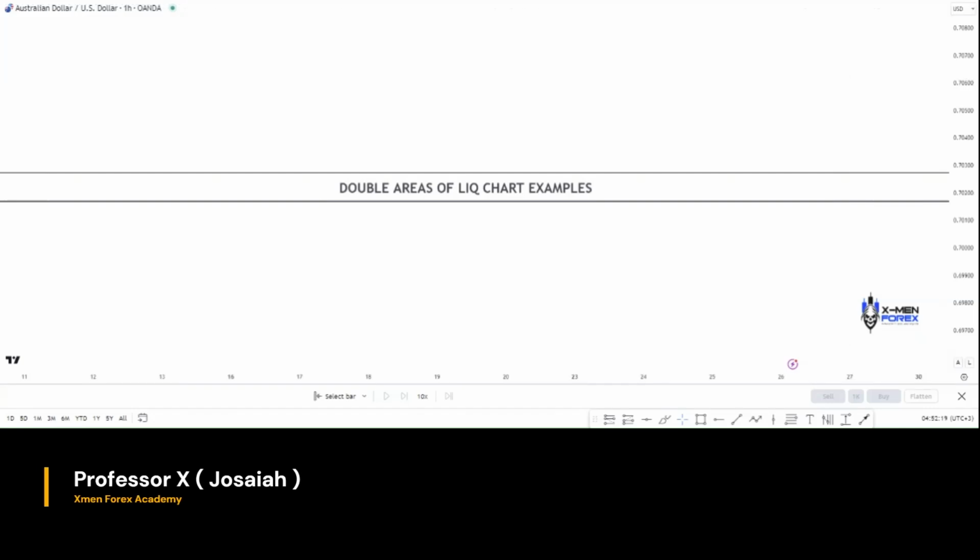So let's look at the double areas of liquidity chart examples. I'm going to show you like 5 to 7 examples, and observe critically and maybe also practice from what you're going to learn. Then later we shall look at the things that you should consider when looking at this, and what you shouldn't consider, before we go for the last scenario, theory reversal, because there are only three reversal scenarios that happen in the market most of the time. Once you see them, just take advantage.